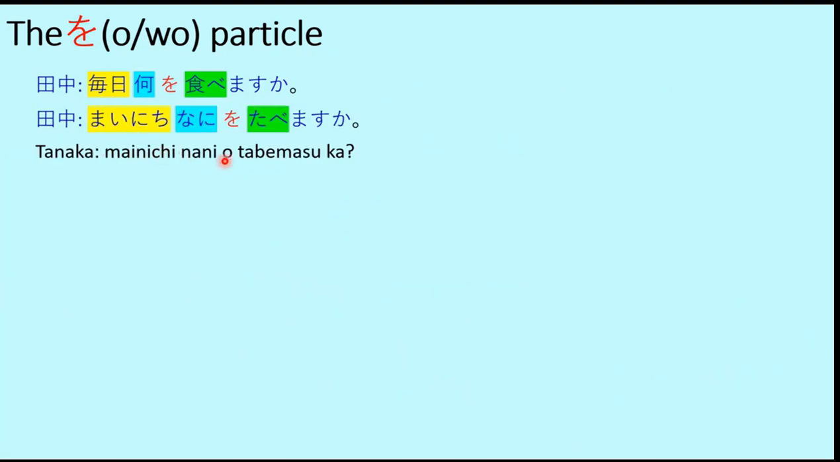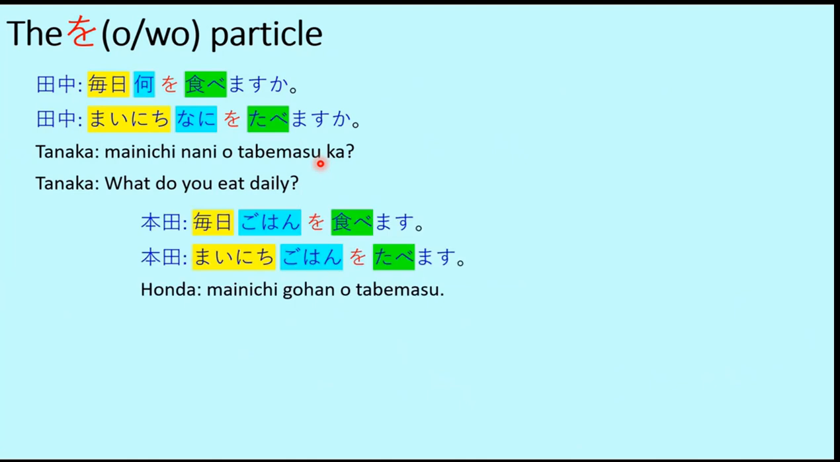Mainichi nani o tabemasu ka? That means what do you eat daily? Since mainichi is added, it is what do you eat daily? Tanaka-san is asking someone, what do you eat daily? Now we see that he is asking this to Mr. Honda. So Honda-san says, Mainichi gohan o tabemasu. That means I eat rice daily. Mainichi nani o tabemasu ka is the question, and the answer is Mainichi gohan o tabemasu.